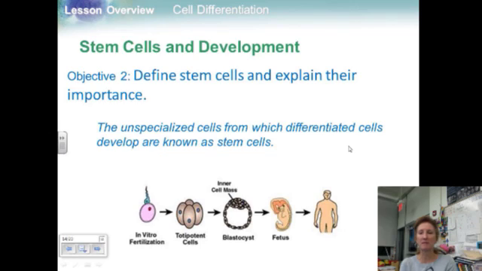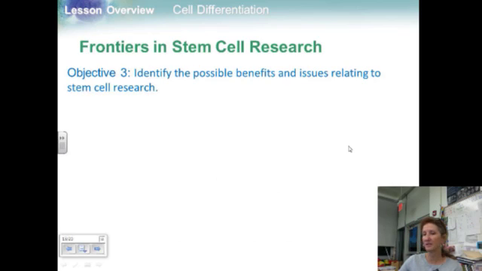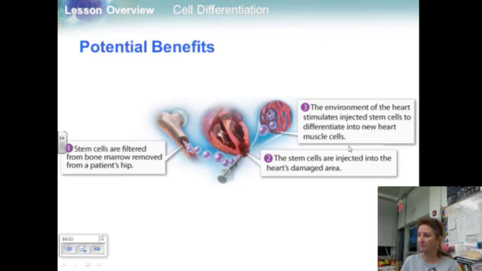Define stem cells and explain their importance. The unspecialized cells from which differentiated cells develop are known as stem cells. Why are they important? All right, identify possible benefits and issues related to stem cell research. Well, they're important, but there's also issues too, obviously.